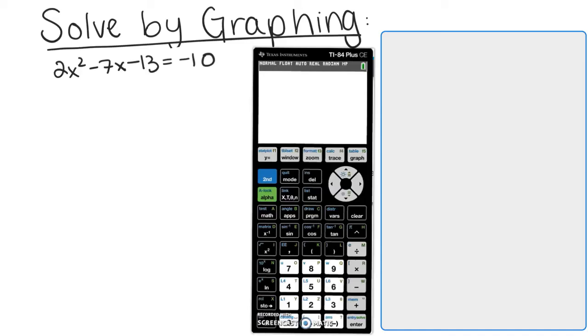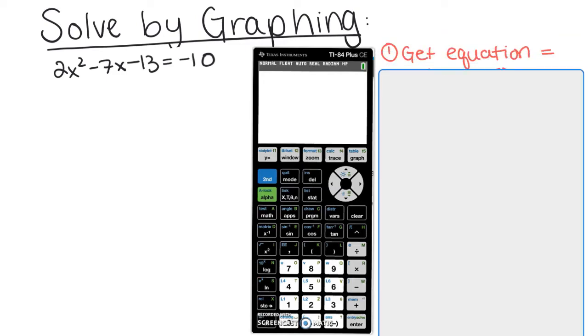Hi everyone, this is a quick video going over how to use the TI-84 Plus in order to solve by graphing a quadratic, that is. If you do not have a TI-84 calculator, if you have any kind of TI calculator, it will be very similar to this. Otherwise, if you are looking for directions on an Inspire, you can YouTube video directions for graphing or solving a quadratic with a TI Inspire.